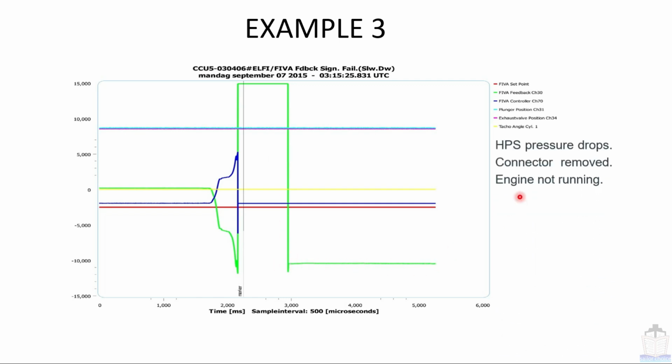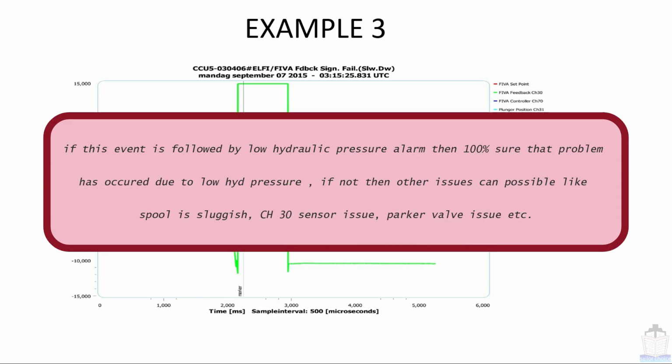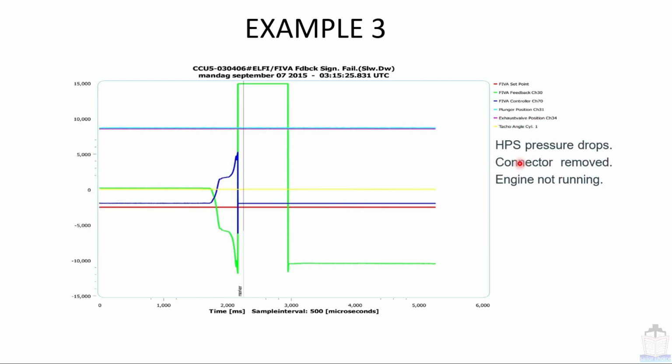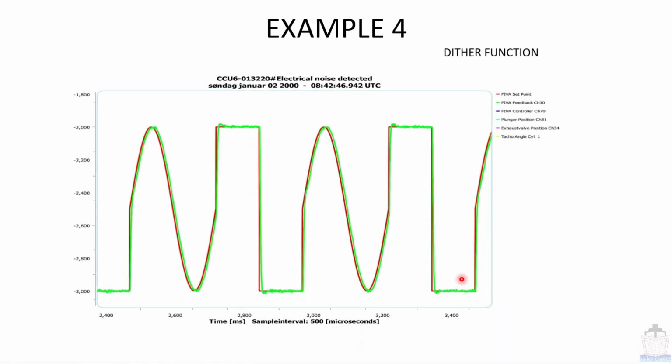So what can we do? This can happen because of hydraulic pressure drops, or maybe some pipeline disconnected or connector removed. This can be one of the problems, not the whole and sole remedy of this type of problem. This one is FIBA's fail-safe position. I have already explained. Now moving to the next example, number 4.